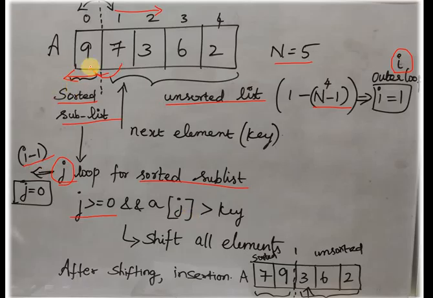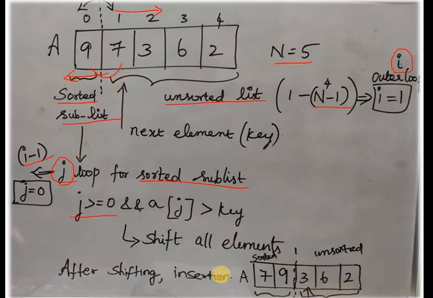And what is a of j? A of j means the jth element in the sorted list. So the zeroth element is 9. Is 9 greater than the key value? Which value are we checking? 7. So 9 is greater than 7, so we need shifting. It shifts the elements. Likewise it will check the sorted sublist and shift the elements.